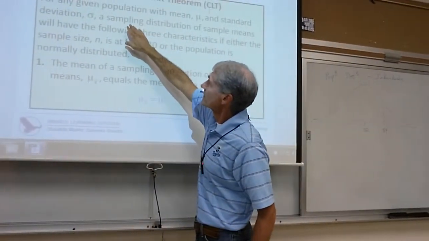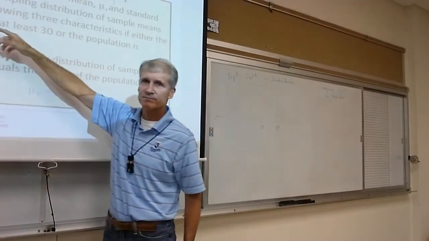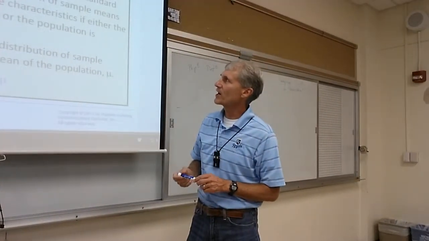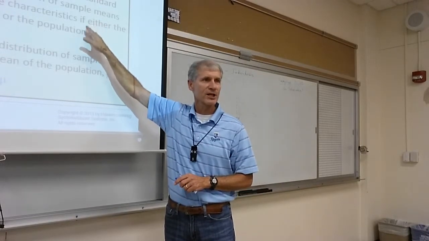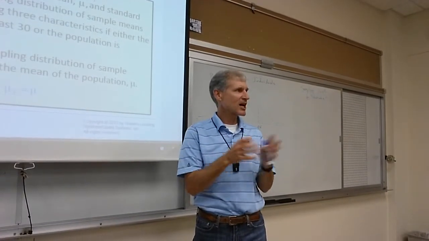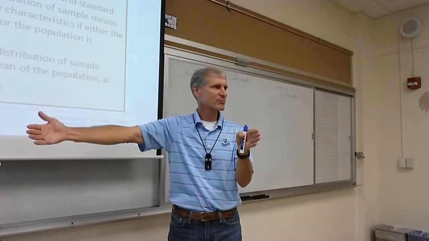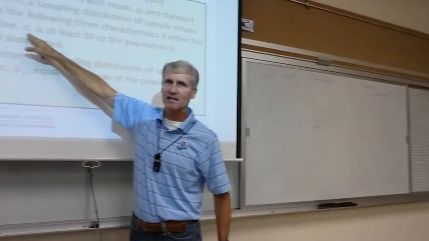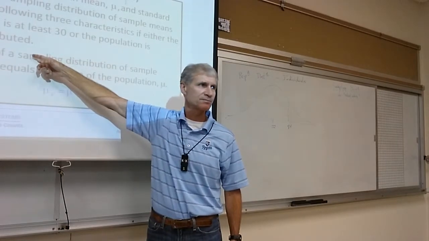So it says, for any given population with mean mu and standard deviation sigma, a sampling distribution of sample means will have the following three characteristics. If, and here's the if part, in mathematics, a theorem is a logical if-then statement. If this is true, then this must be true. So here's the if part: if either the sample size n is at least 30 or the population is normally distributed.